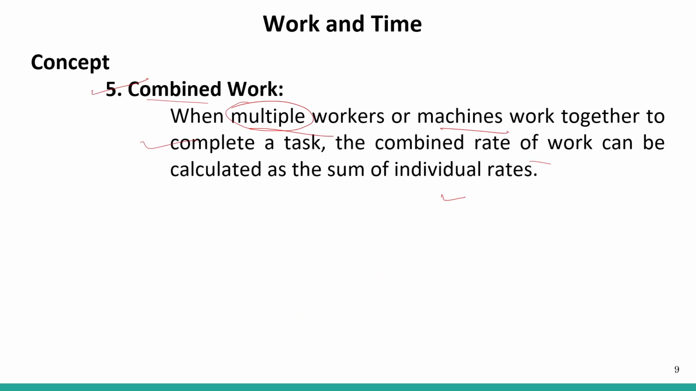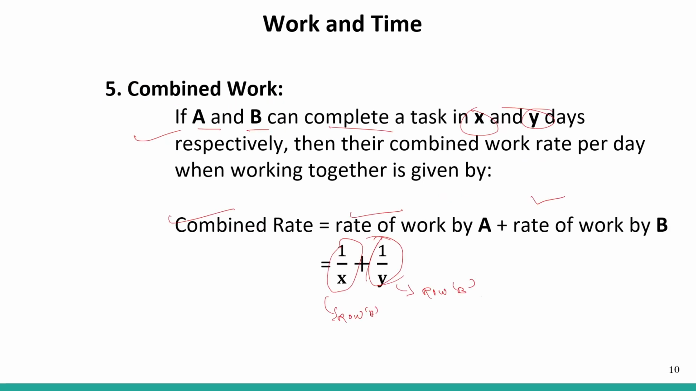We also saw what combined work is. When multiple workers or machines work together to complete a task, the combined rate of work can be calculated as the sum of individual rates. So for combined work, if A and B can complete a task in X and Y days respectively, then their combined work rate per day when working together is given by 1 by X plus 1 by Y.